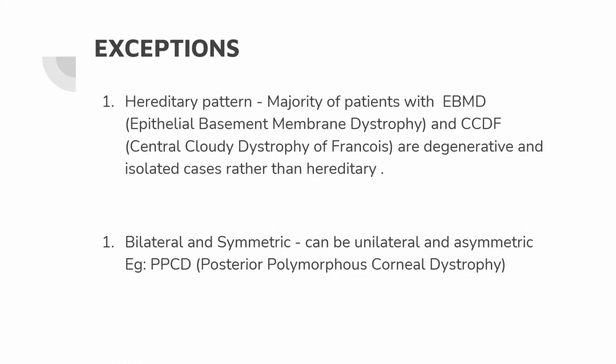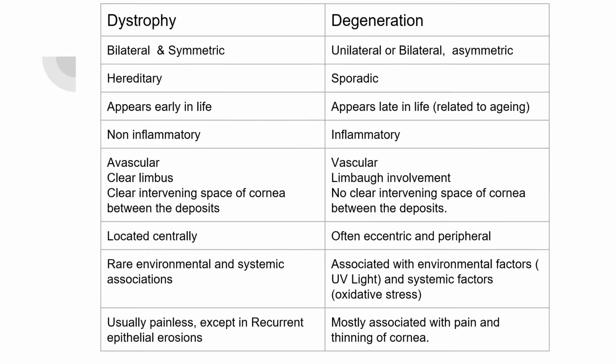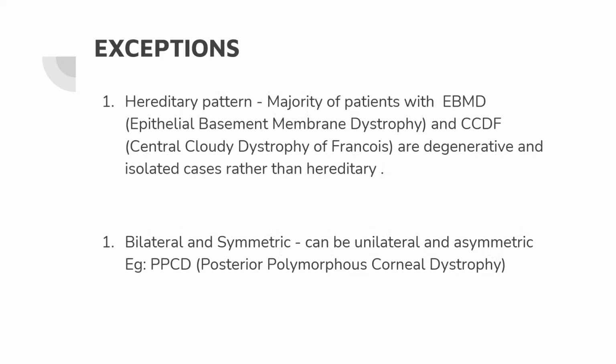And there are certain exceptions in the definition of corneal dystrophy. In the hereditary pattern, the majority of patients with epithelial basement membrane dystrophy and central cloudy dystrophy of Francois are degenerative and isolated cases. Those are sporadic rather than hereditary. And there are a few sporadic Fuchs corneal dystrophy cases.